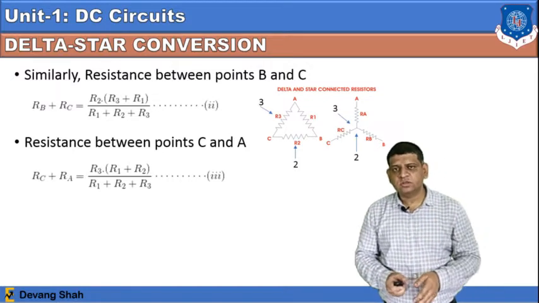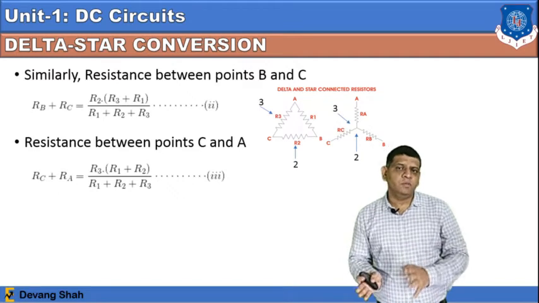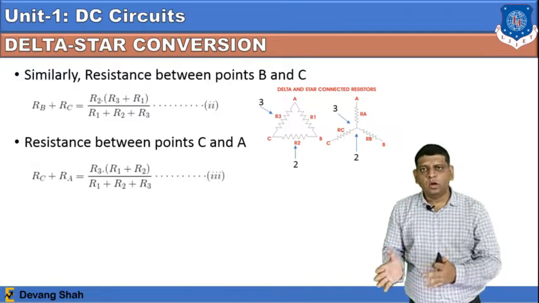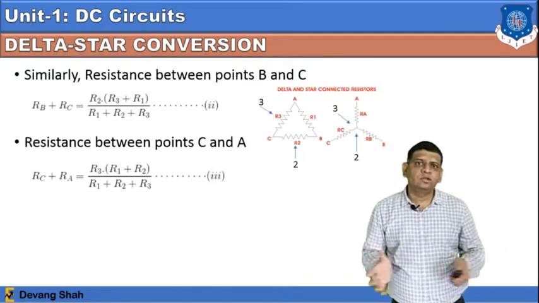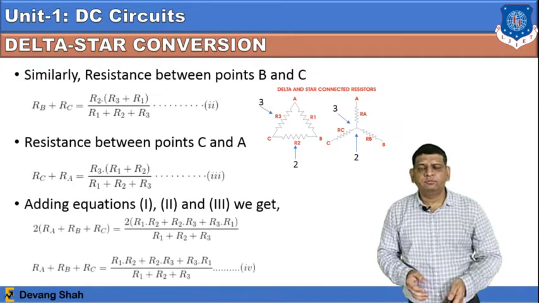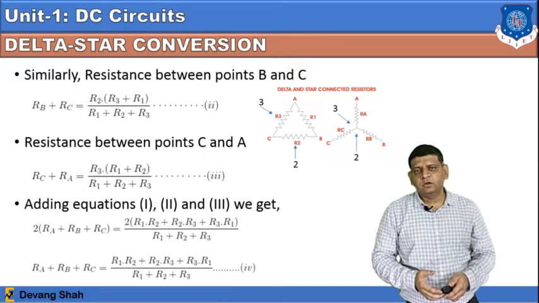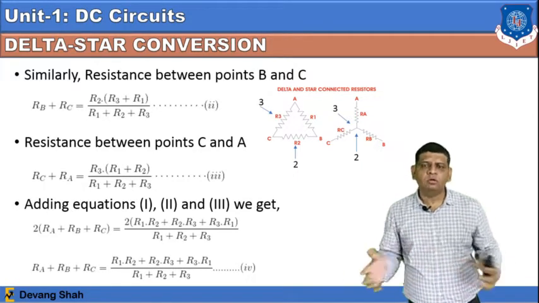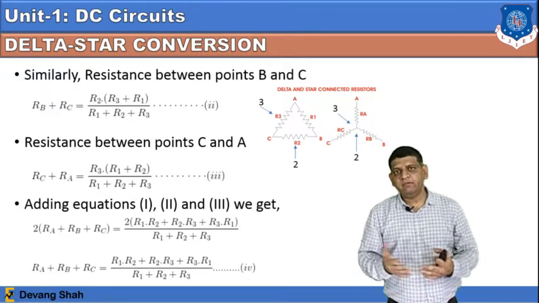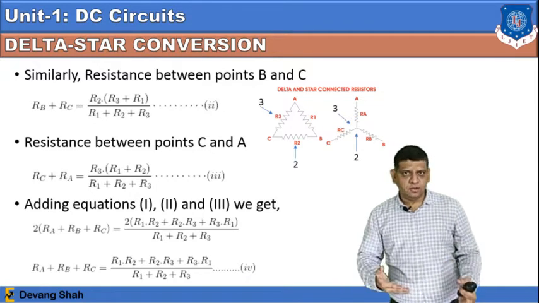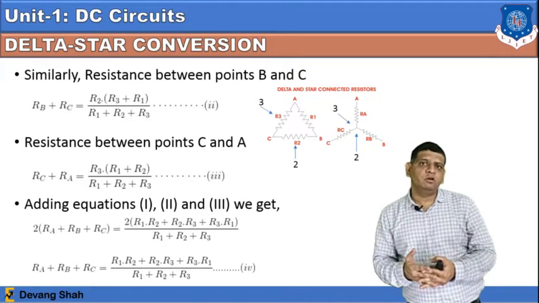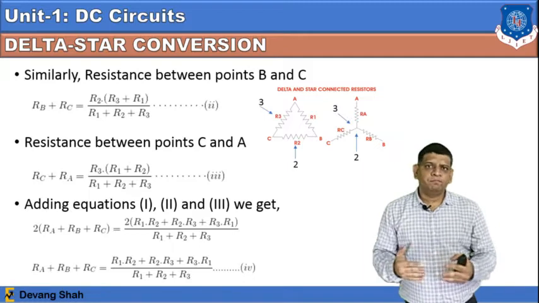Right, now you have a total of three equations in terms of RA plus RB, RB plus RC, and RC plus RA. From these three equations 1, 2 and 3, we are going to add all these equations. Ultimately this solution is based on mathematical manipulation, so we have to play with all these equations of RA plus RB, RB plus RC and RC plus RA.